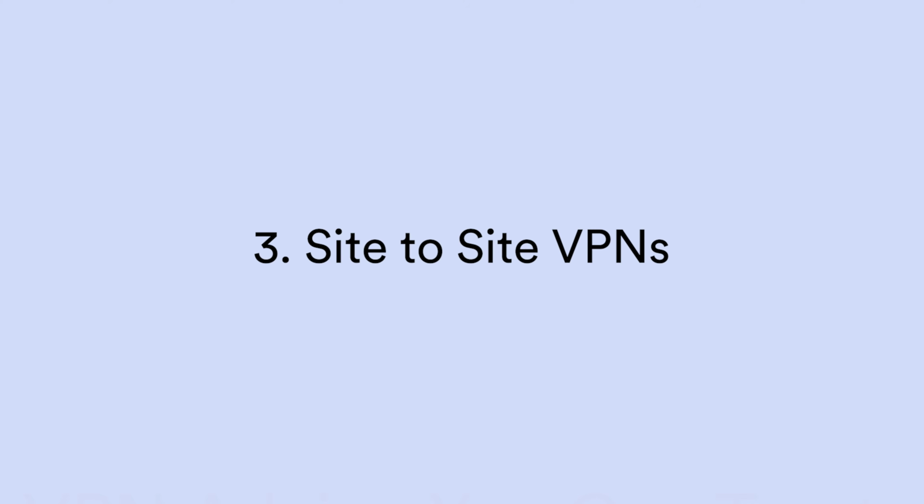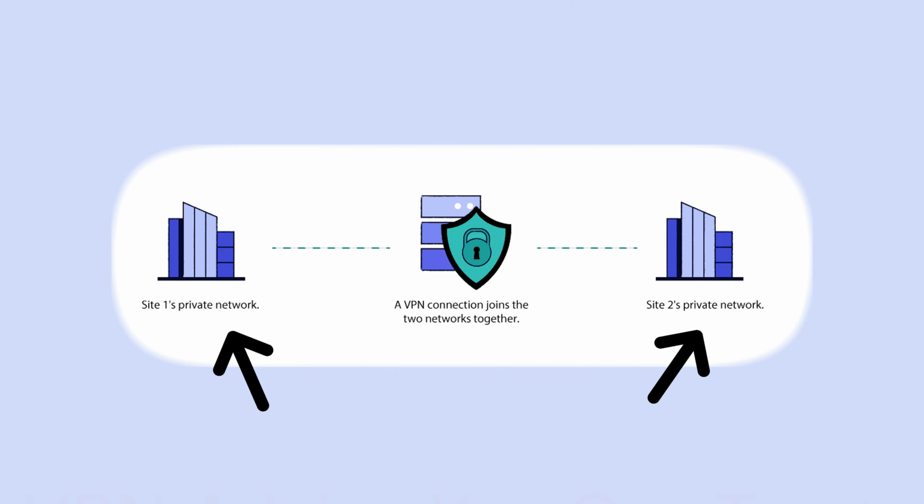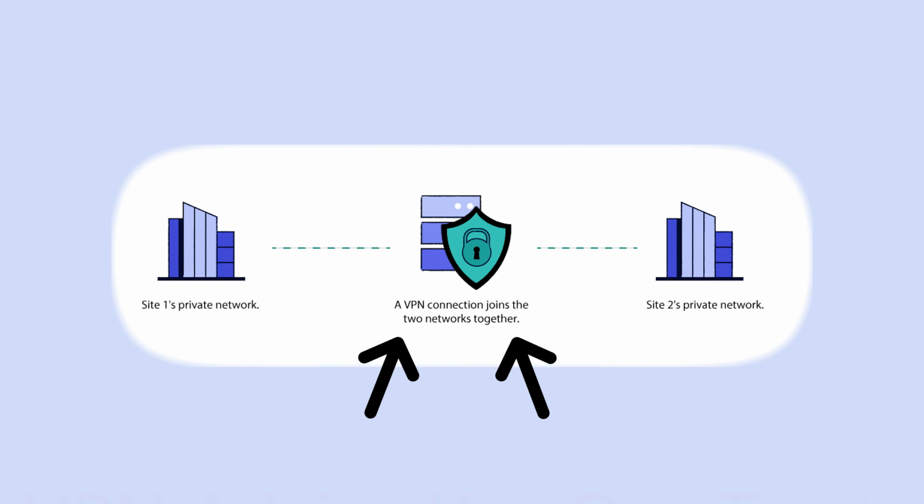Number 3, site-to-site VPNs. We've established that remote access VPNs allow users to connect from outside into private networks, and the mobile VPNs make that easier and more reliable on the move. What site-to-site VPNs do is similar, except rather than connecting individuals to networks, it instead connects 2 separate networks together. The sites that we're talking about here aren't websites, but actual physical sites, real-world locations.